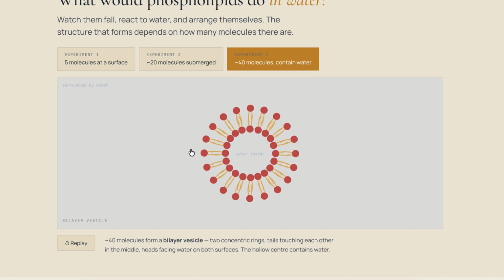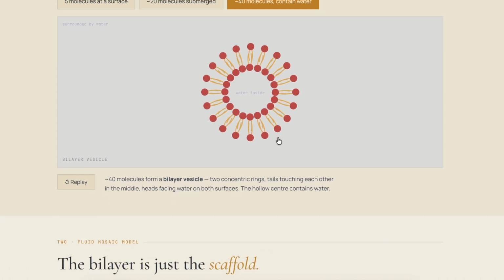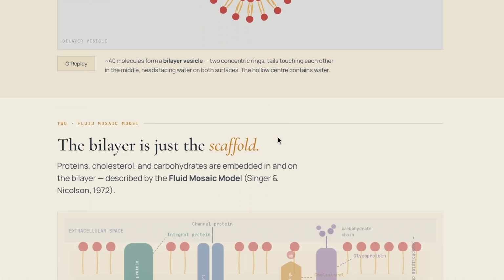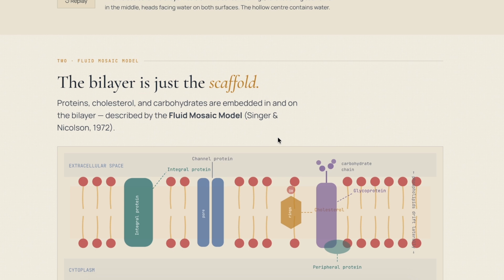So in our cells, they're going to naturally form a bilayer as well. Now this looks like a little vesicle, which is what we've encountered when we talked about cell biology before, when we named all the different parts inside the cell, and this is going to help with compartmentalization. Now, let's keep going. So the bilayer is just a scaffold.